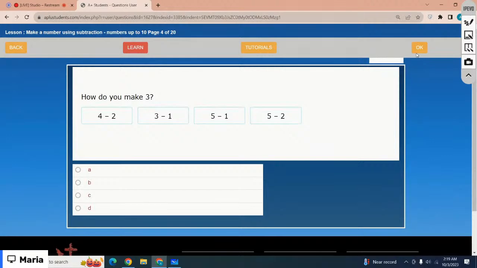How do you make 3? 3 take away 1. You have to make 3. 3 take away 1 is 2. Yes, very good. The only option that makes 3 is 5 take away 2. Very good. The last option is the correct one. D is the correct one that makes 3.